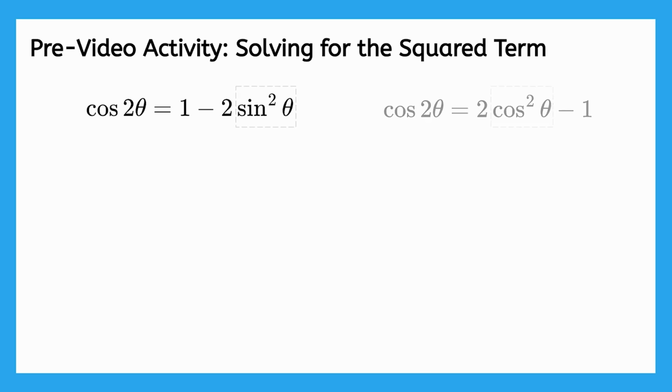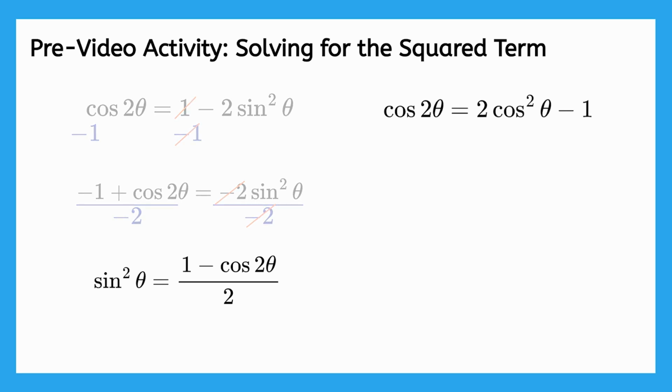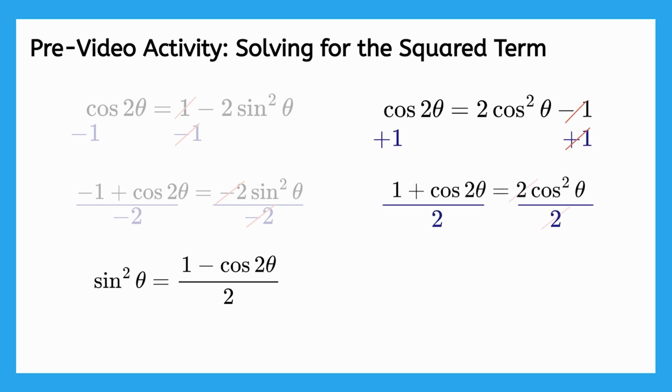Starting with the identity cosine 2 theta equals 1 minus 2 sine squared theta, we can subtract 1 on both sides. Then divide by -2. This gives us the new identity sine squared theta equals (1 minus cosine 2 theta) over 2. Similarly, we can rearrange cosine 2 theta equals 2 cosine squared theta minus 1 by adding 1 to both sides and then dividing by 2. Now we have the identity cosine squared theta equals (cosine 2 theta plus 1) over 2.